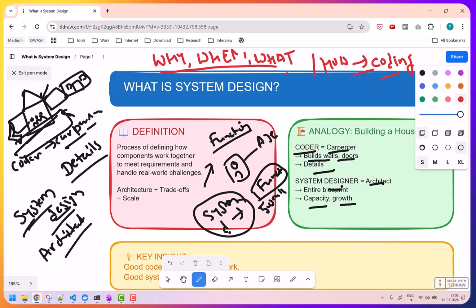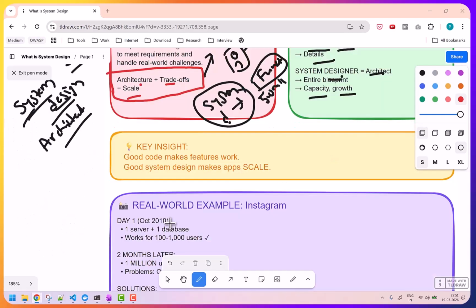So system design is summarized here. System design is a combination of architecture, trade-offs and scale. The key insight is: good code makes a feature work. A good system makes an app scale.